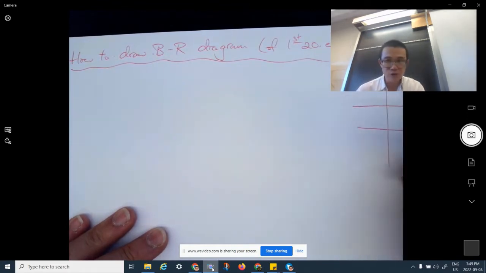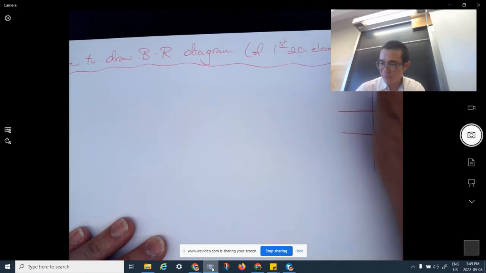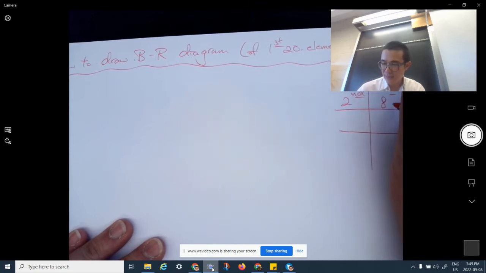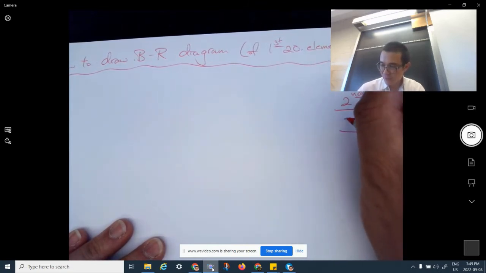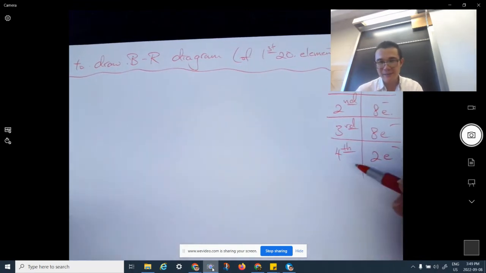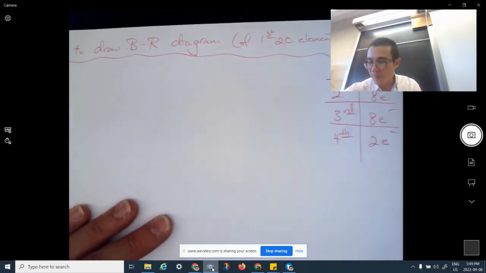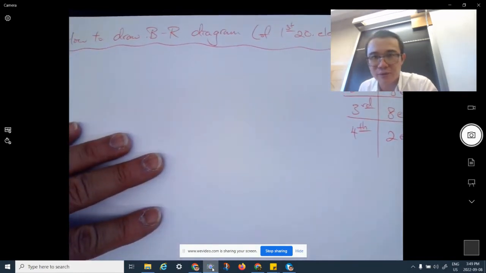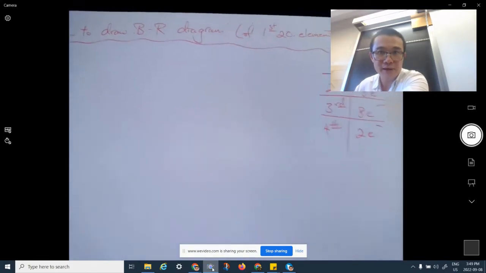For the first 20 elements, the first shell can take 2 electrons. The second shell can take 8 electrons. The third shell can also take 8 electrons. And the fourth shell can take up to 2. Technically, the fourth shell can take a lot more, but keep in mind we're talking about the first 20 elements, because beyond that you have to talk about subshells and different things. So we're going to keep it simple for now. You don't need to learn that until you're in grade 12 chem anyways.